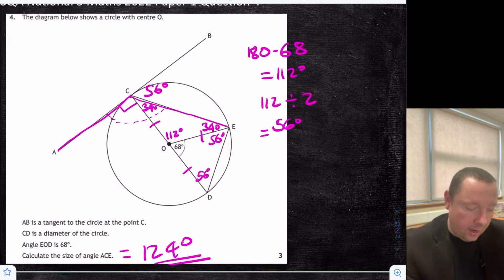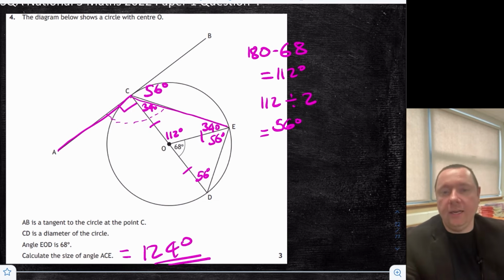So we get a mark for getting 112 or for getting 56. We also get a mark for getting the 34, then a mark for adding 34 to 90 to get 124.